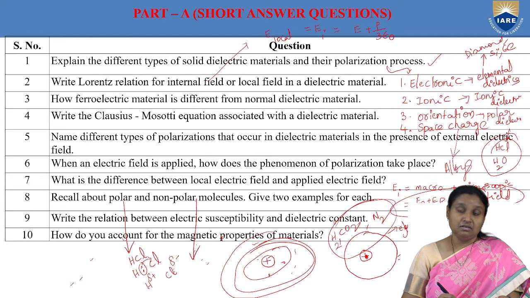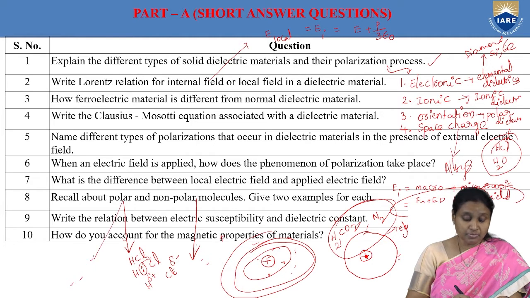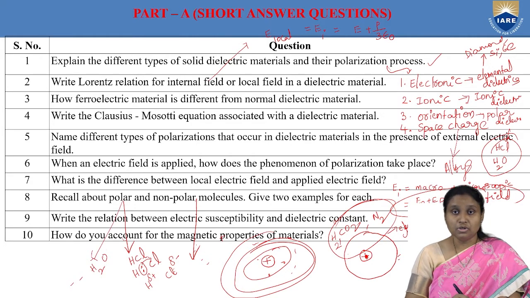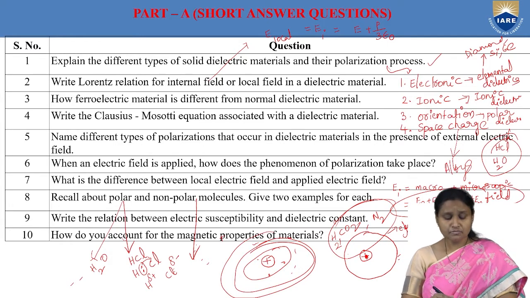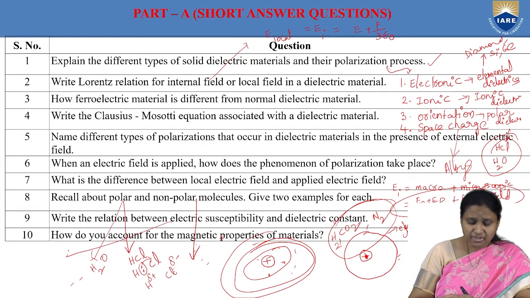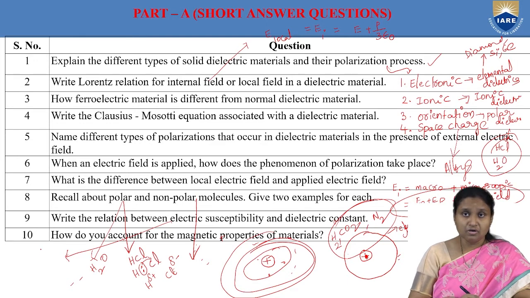And these molecules have an unsymmetrical structure because their center of positive charge and center of negative charge are separated by a small distance. If I take one more example of a polar molecule, I can take water, H2O, or we can also take ammonia, NH3. Now, write the relation between electric susceptibility and dielectric constant.